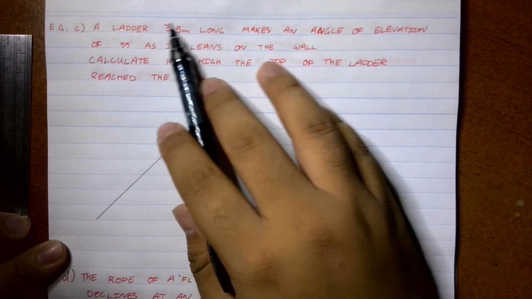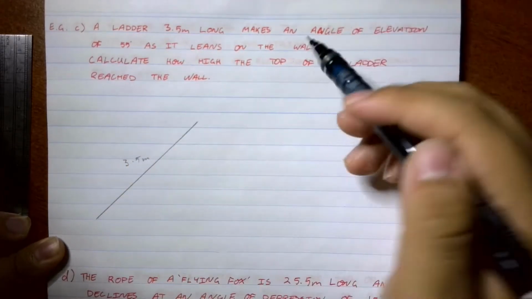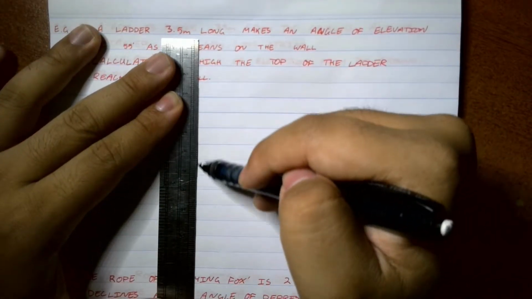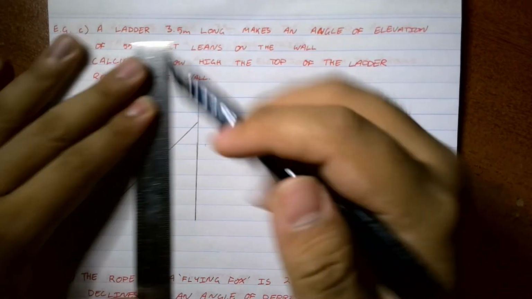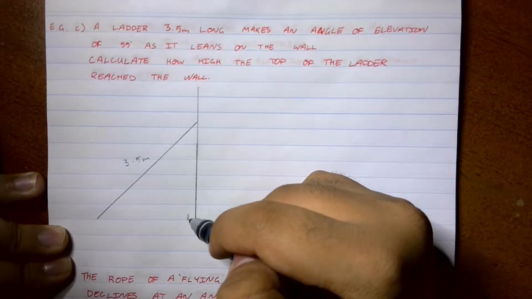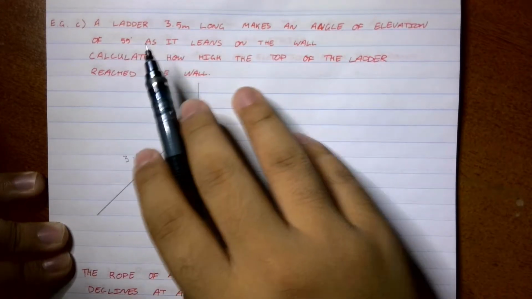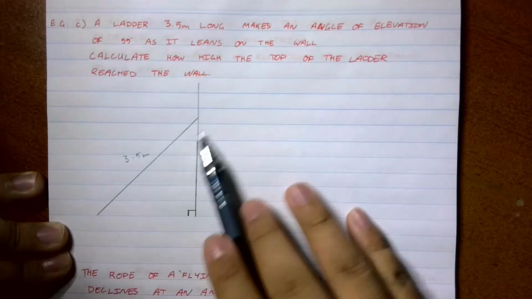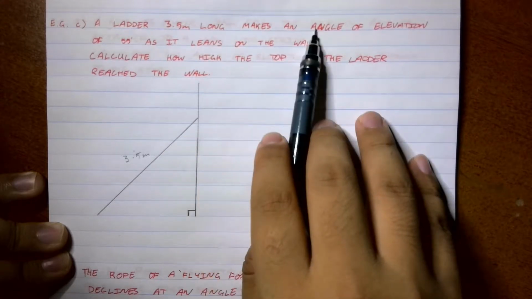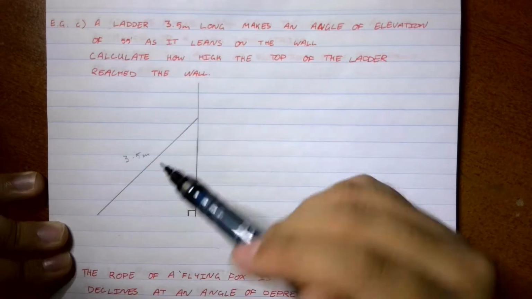That's our ladder. We know it to be 3.5 meters long. And we have a wall. It's leaning on a wall. So here's our wall, leaning up against it. And if you can't already imagine, the wall is making a 90-degree angle with the ground. Be very worried if it didn't. Okay, so let's reread this again. A ladder 3.5 meters long makes an angle of elevation of 55 degrees as it leans on the wall.